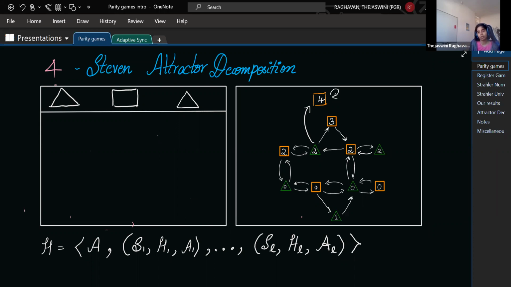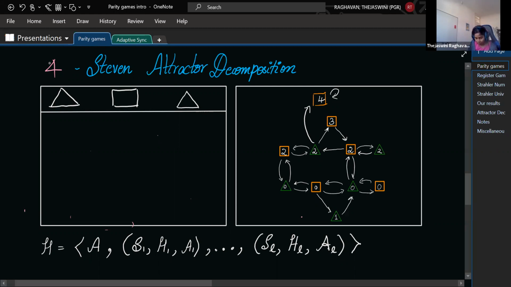And if you can provide an attractor decomposition for it, you can easily come up with a winning strategy and so on. So what is an attractor decomposition? Well, it is some kind of recursive partitioning of a game graph as follows. First, a 4 attractor decomposition will look like the following.